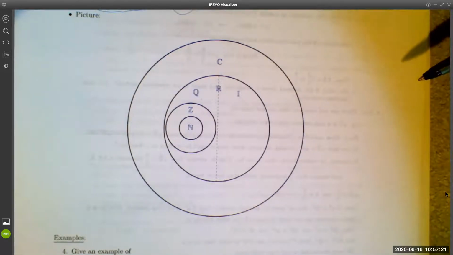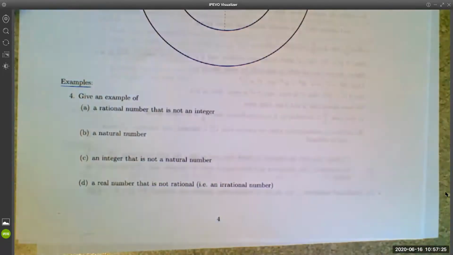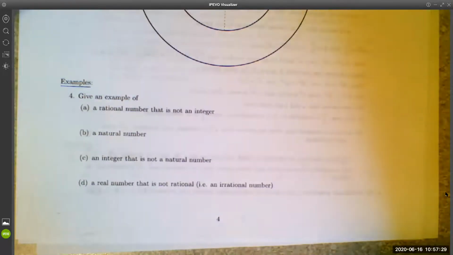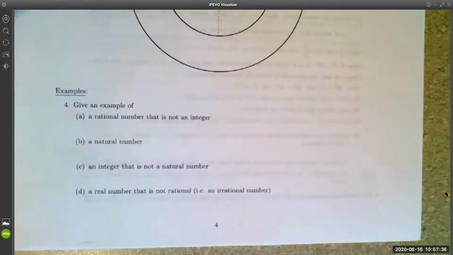Okay, let's practice a little bit. This one says, give an example of a rational number that is not an integer. I'll let you pause the video and see if you can come up with examples of each of these scenarios. I'll give you 2 or 3 examples of each.